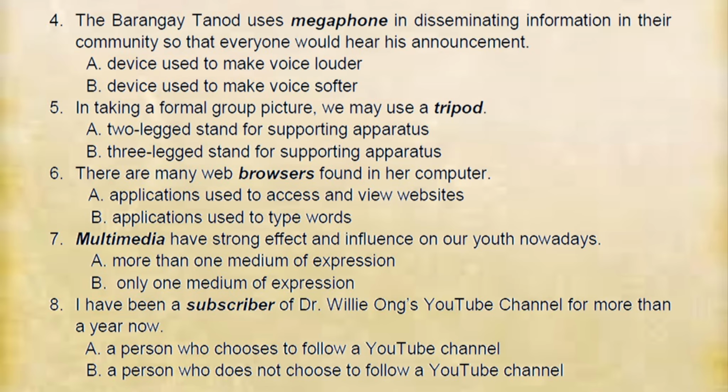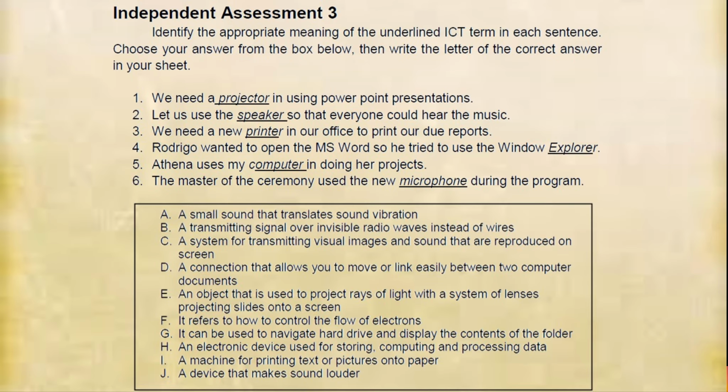8. I have been a subscriber of Dr. Willie Ong's YouTube channel for more than a year now. A. A person who chooses to follow a YouTube channel. B. A person who does not choose to follow a YouTube channel. Identify the appropriate meaning of the underlined ICT term in each sentence. Choose your answer from the box below, then write the letter of the correct answer in your sheet.